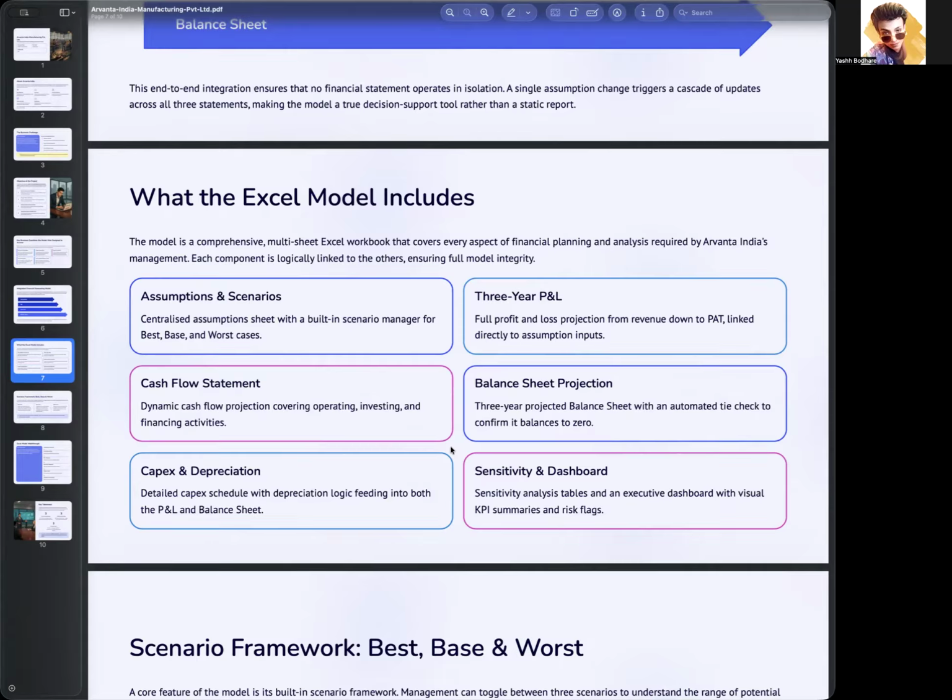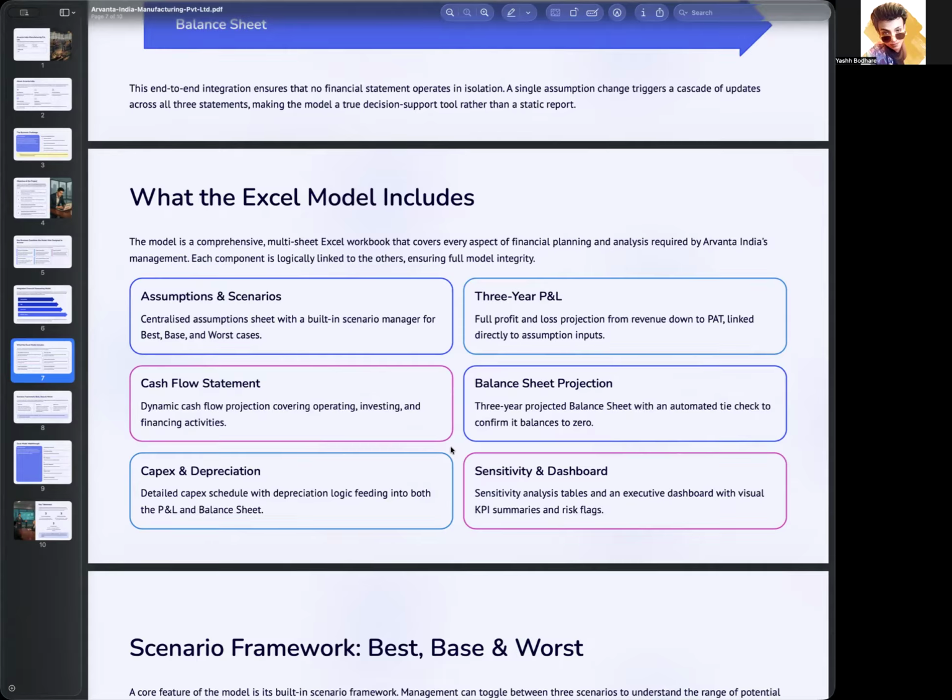The third section is the cash flow section. So it captures cash generated from operating activities, cash used in investing activities, and cash movements from financing activities. The fourth section is the projected balance sheet. So it forecasts assets, liabilities, and equity for each of the 3 years. It also contains an automated tie check to confirm whether total assets are equal to total liabilities and equity.